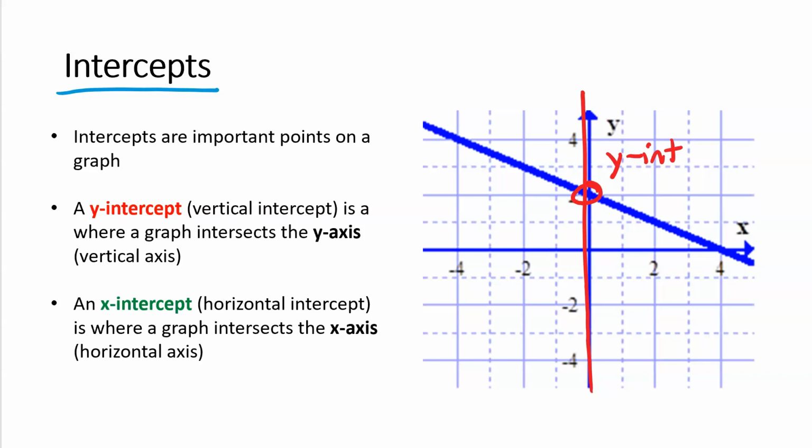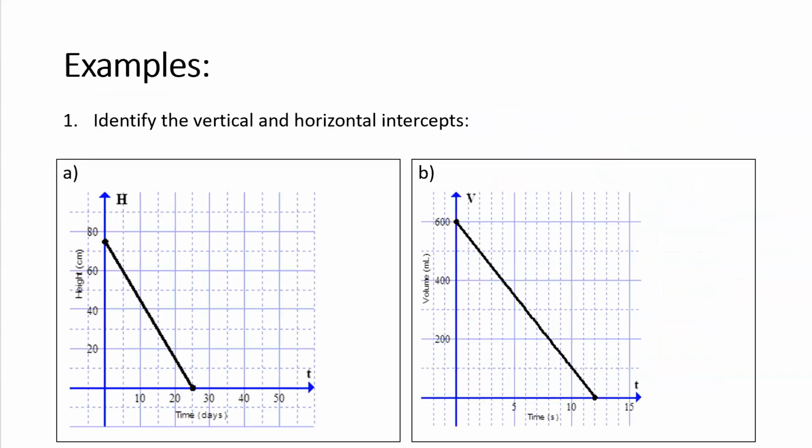The x-intercept, or the horizontal intercept, is where a graph intersects the x-axis. So this is the x-axis, where the graph intersects it is the x-intercept. So let's look at a few examples. We're going to identify the vertical, or the y, and the horizontal, or the x, intercepts.